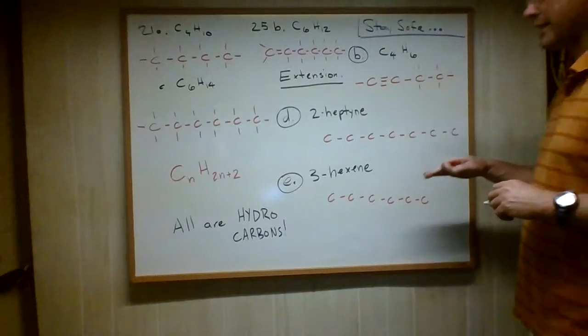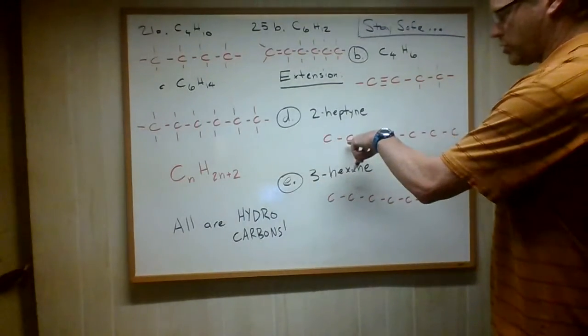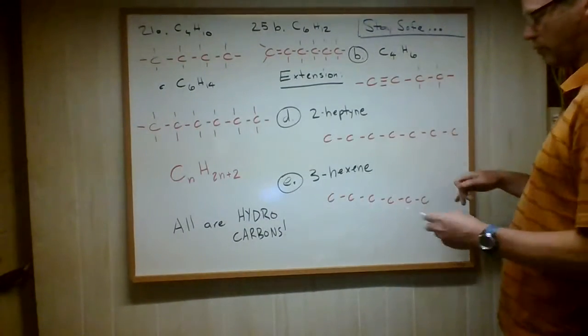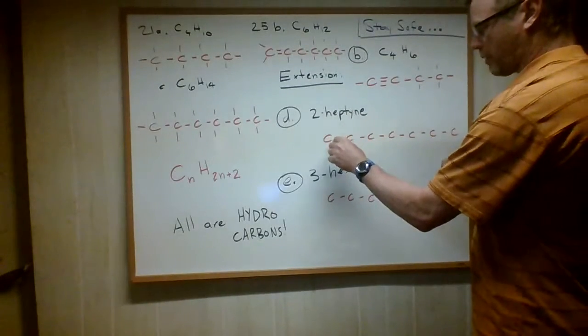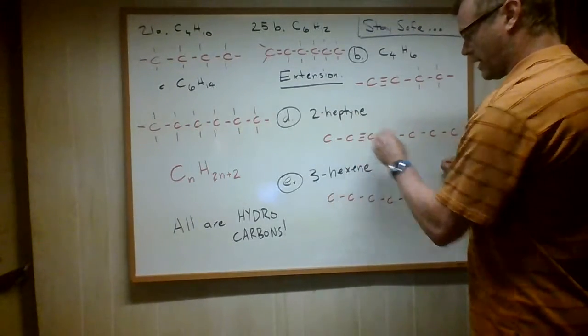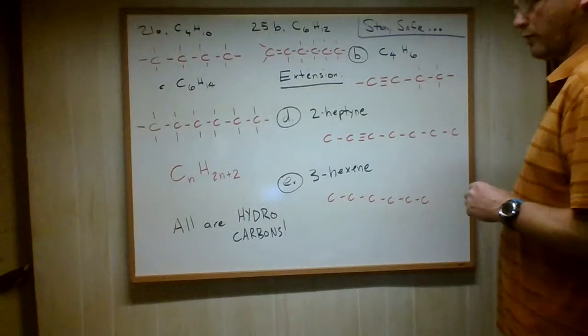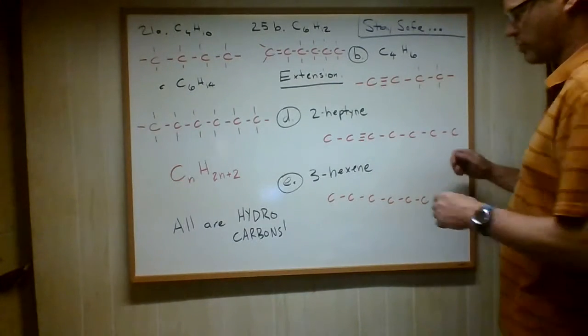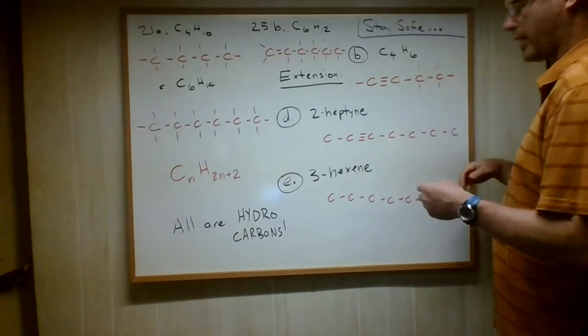So it's a triple bond starting at the second carbon. So 1, 2. I'm counting from the left. You could count from the right, but I'm going to count from the left. Carbon 1, carbon 2, triple bond. And then as we fill in the rest of the bonds, pretty straightforward. Every carbon, 4 bonds, no more, no less.